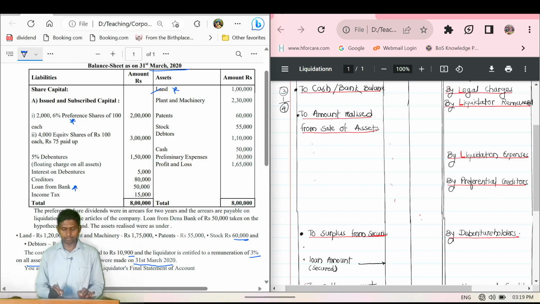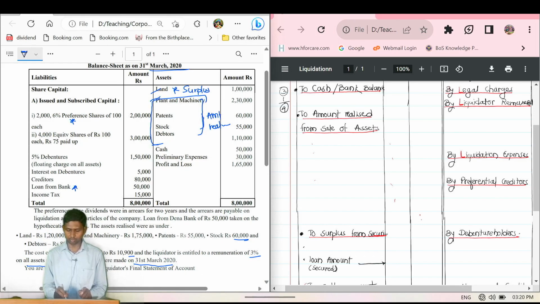Now, all the assets are over, I think. Land we have given as a security, correct, so land will come in surplus. Then plant and machinery, patent, stock, debtors, all these will come from here to here. Where will they come? Amount realized from sale of asset, that means in the second category, amount realized from sale of asset, in this category. From this to this I am talking about, correct?